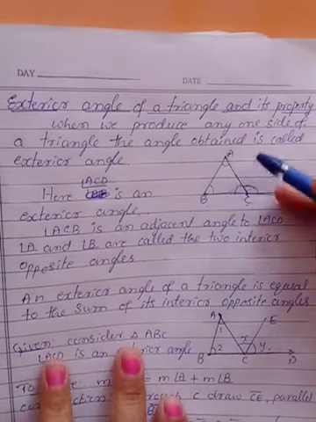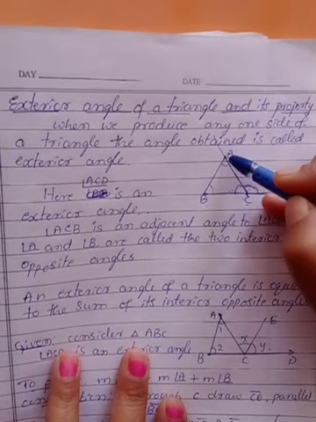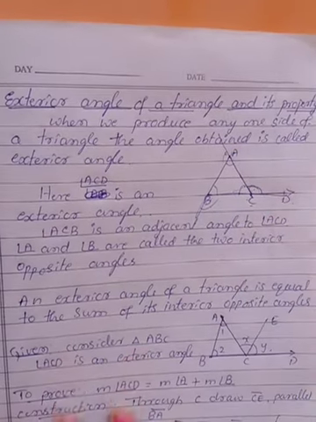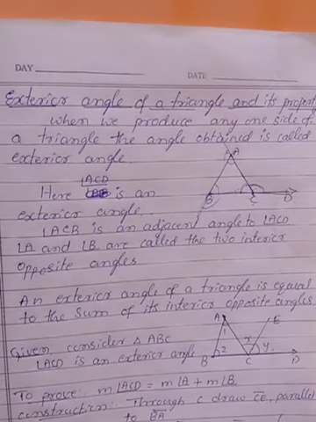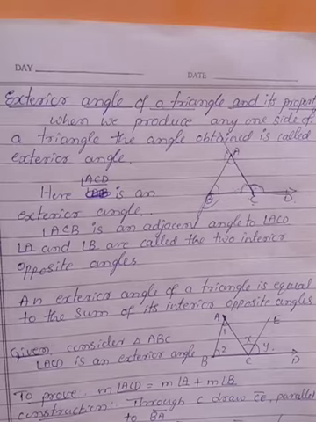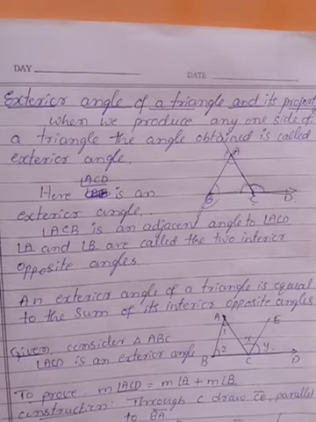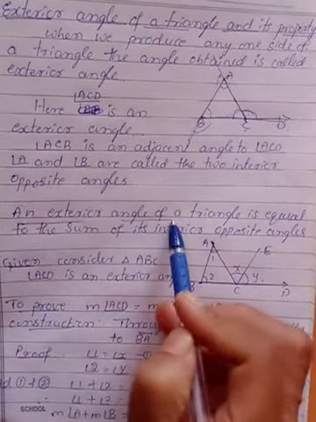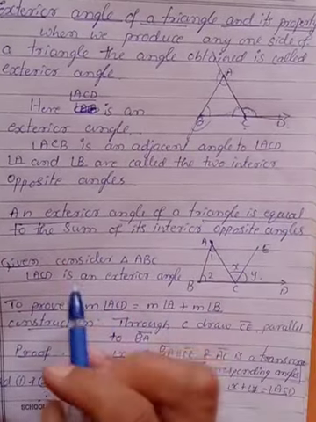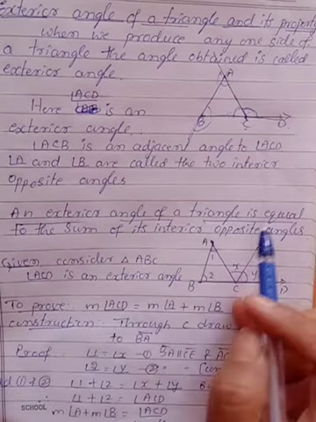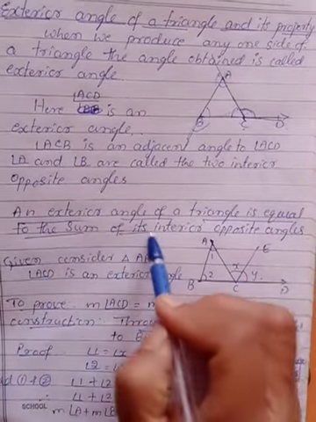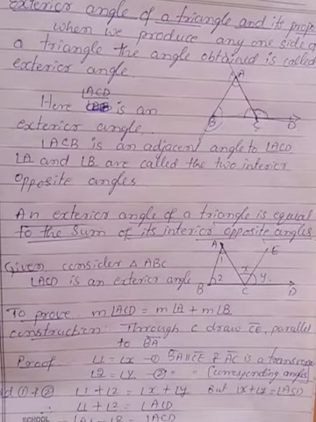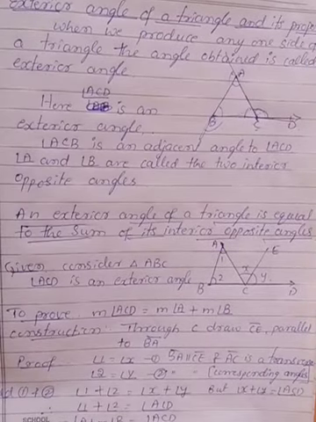So if you know this much, then we can go with the proof. How many exterior angles can we draw? You can draw 3 exterior angles. Here one, here one. Each side you can produce and you can get an exterior angle. Now, here is a statement, actually a theorem: the exterior angle of a triangle is equal to the sum of its interior opposite angles. This we have to prove. Okay, let us go with the proof.